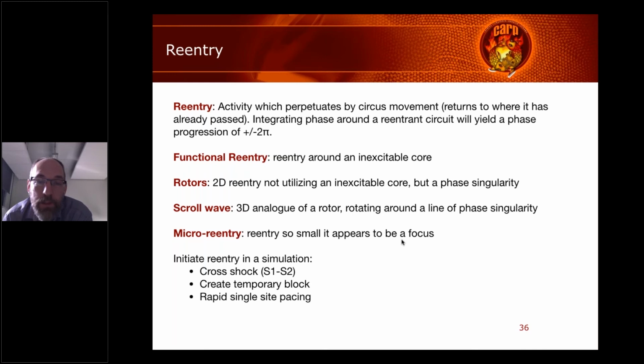You can do rapid single site pacing. I'll show you. You don't have to do S1, S2. It can just be S1, S1, S1. And finally, you can start from a reentrant condition. So if you just pick a central point and pick all your voltages around it in a circular pattern, it will start a reentry as well.